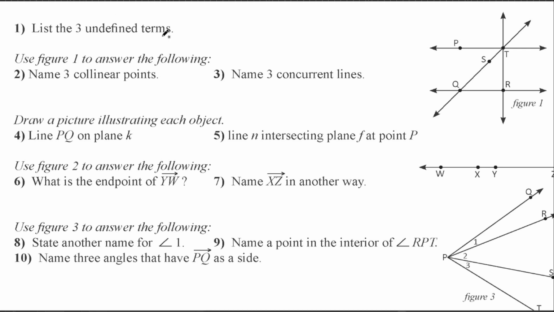List the 3 undefined terms. Anybody remember the 3 undefined terms, Johnny? Yeah. So I always say point, line, and plane, but it doesn't make any difference what order you put them in. All right, so there you go. Everybody's got 100 so far, right? Point, line, and plane, those are the 3 undefined terms. We don't have definitions for those.